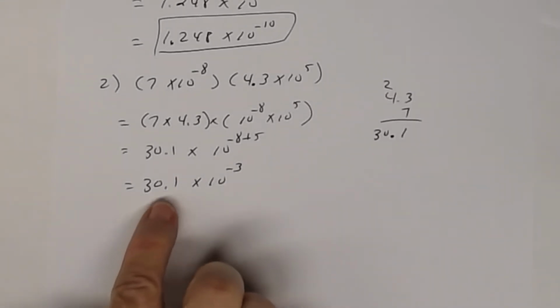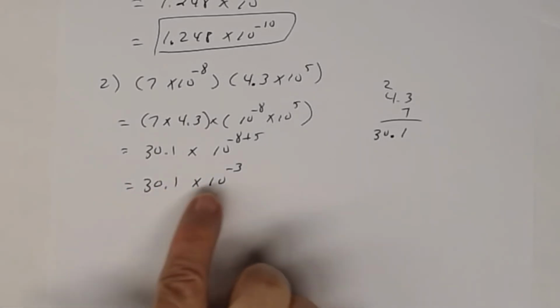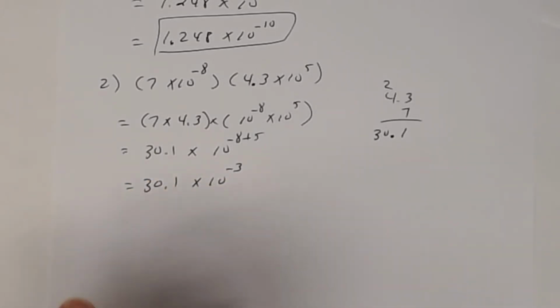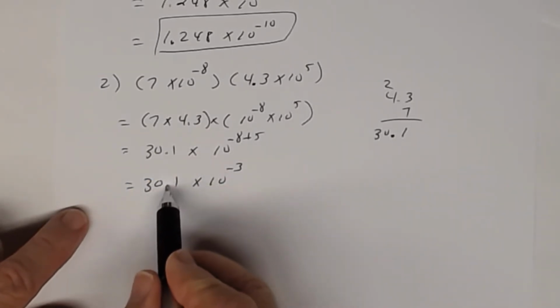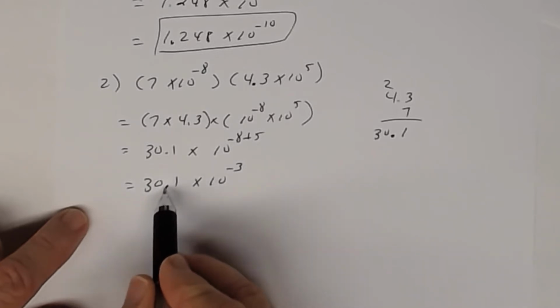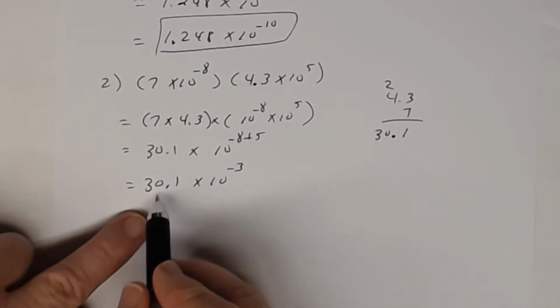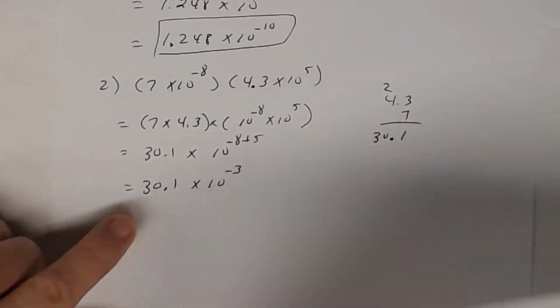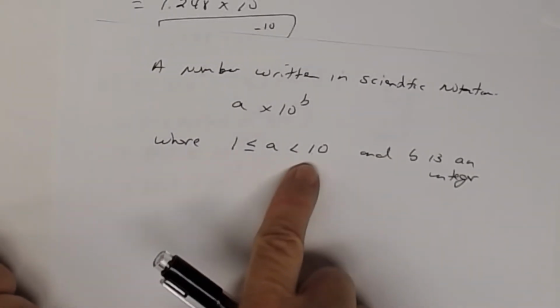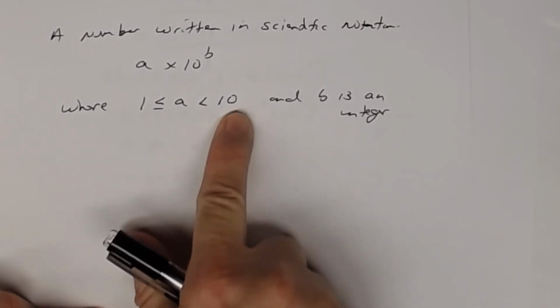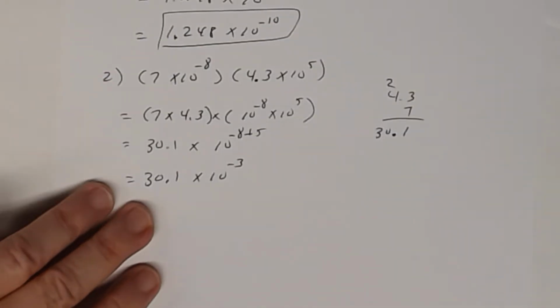But remember, this part right here is not in scientific notation, because how many digits are in front of this decimal point? There are 2. That can only be 1. Remember, this coefficient has to be a number between 1 and 10. Well, 30.1 is not less than 10, so we have to move this decimal point.